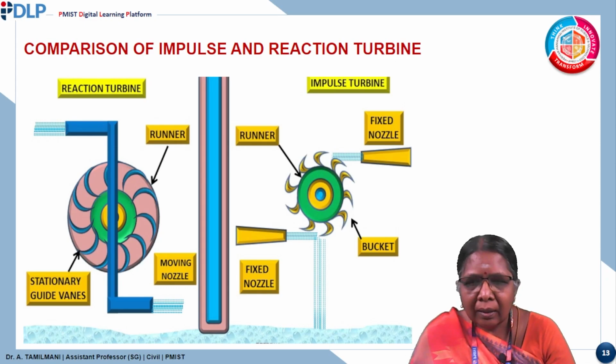Here in the reaction turbine, the casing does the hydraulic function, that is, it converts the pressure energy into kinetic energy, and the kinetic energy rotates the blades, and the rotational energy is converted into electrical energy.